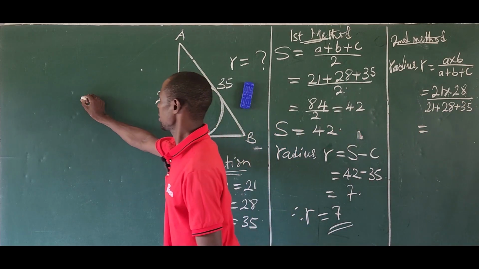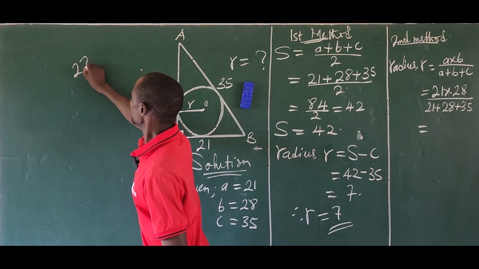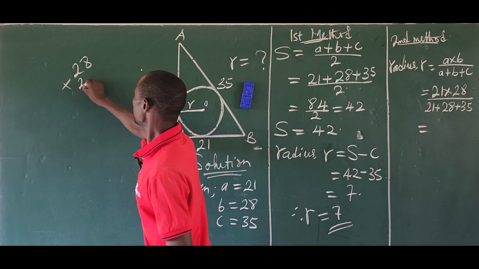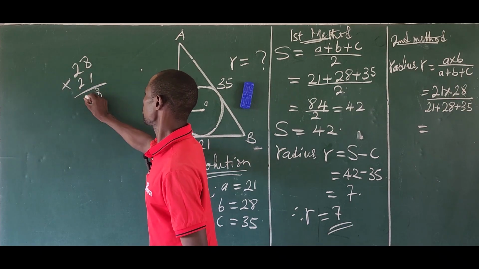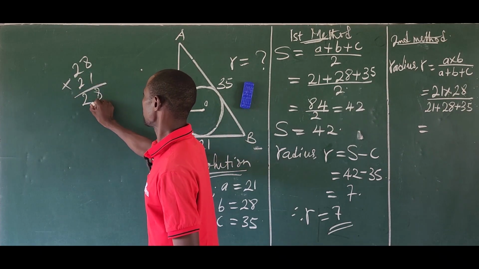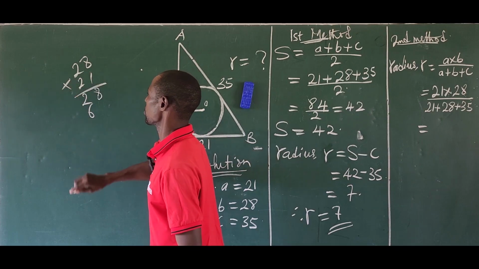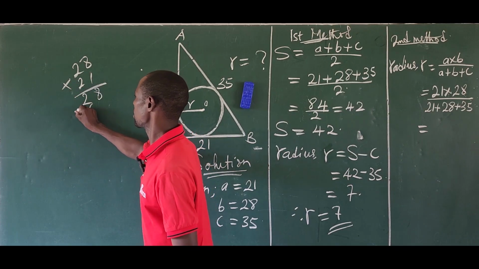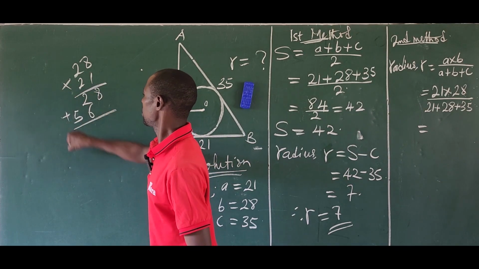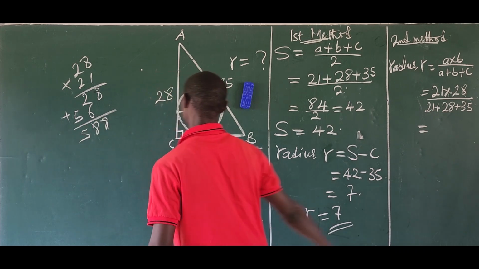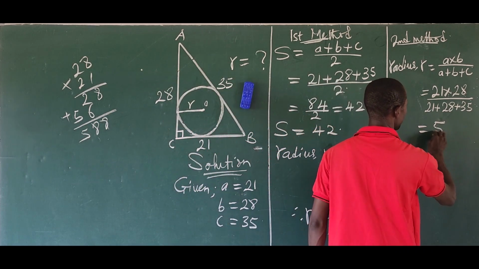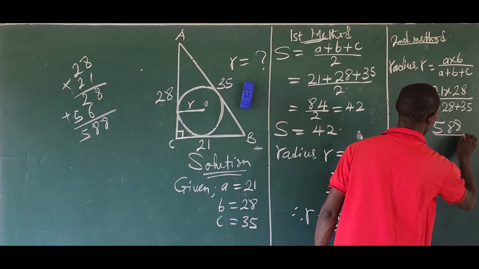So let's multiply and see this. Our 28, let's take it here, 28 times 21. 1 times 8 will give us 8. 1 times 2 will give us 2. 2 times 8 will give us 16, carry 1. 2 times 2 will give us 4, plus the one you carry will give us 5. If we add up, this will give us 5, 8, 8. So we have 588 all over.